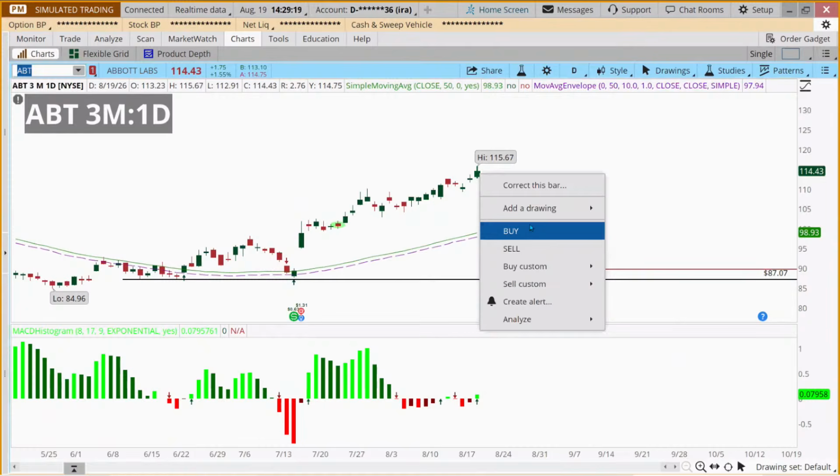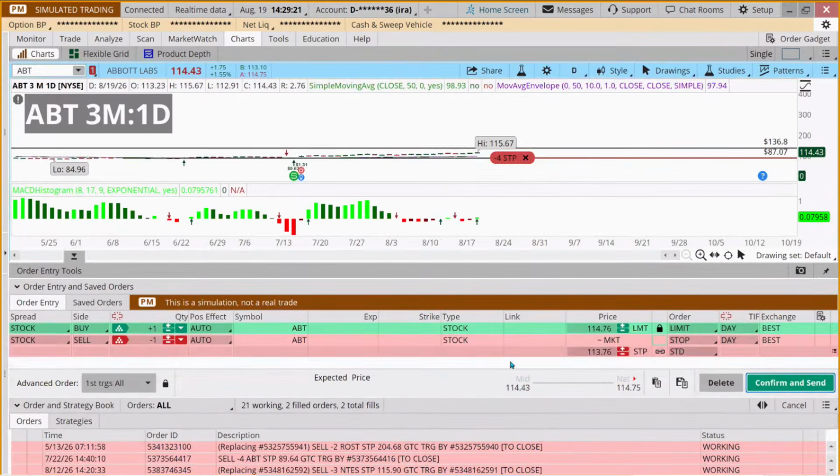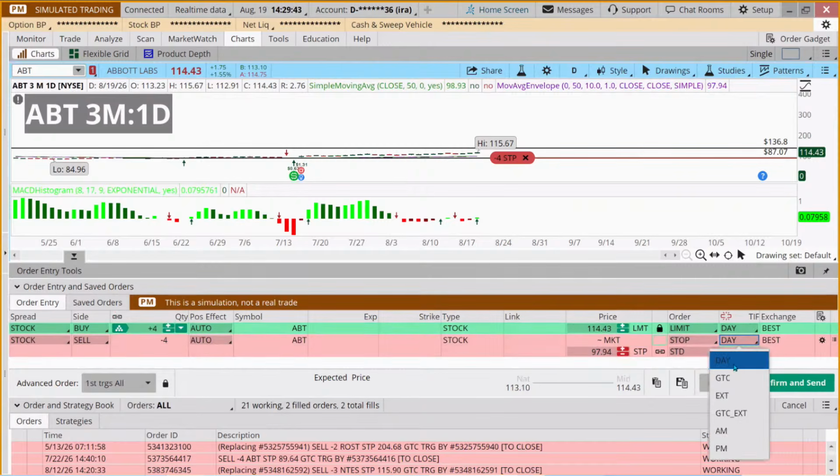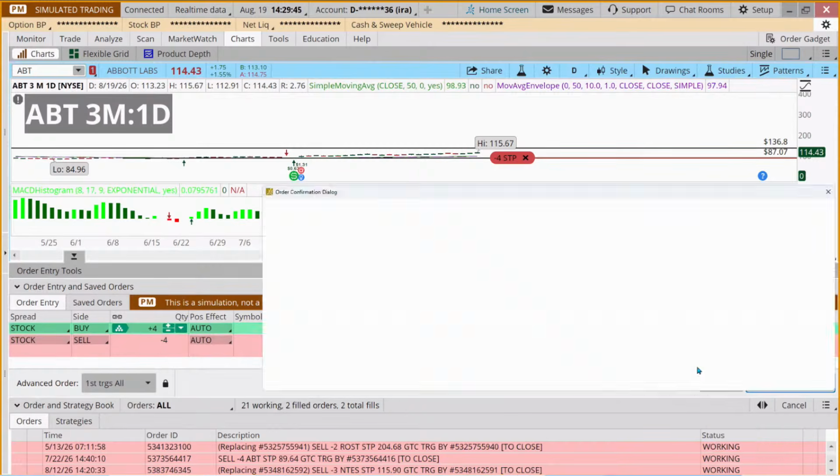We're going to right click, buy custom with stop. And we're just going to put a buy order there at 114.43. We're going to set our stop. We said our stop was going to go at 97.94. And we're going to invest up to about $500, so we can probably do 4 shares. We'll lock that up. Okay, and they'll make the stop good till canceled. We'll hit confirm and send.